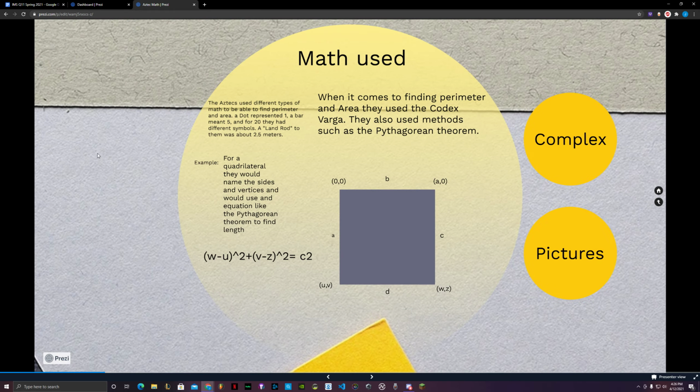So this is the type of math they used. Here we have a square. As you can see, this is an equation of the numbers and sides plugged in. It looks very similar to the Pythagorean theorem. They used these to find area, but they had to find the perimeter first, then the side lengths. And after they found the perimeter, they moved to area.